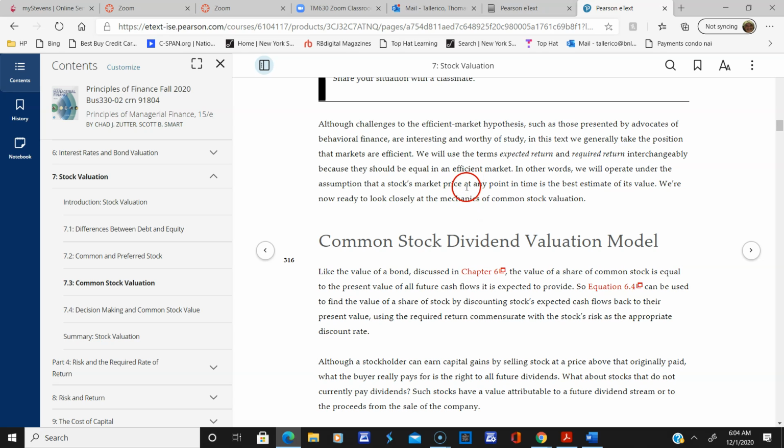Okay, so I want to move on now to how to start valuing common stock dividends and how to value stocks in general. We're going to see the terms expected and required return a lot. So we'll see those.